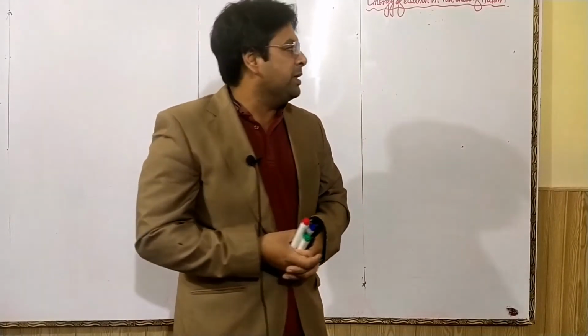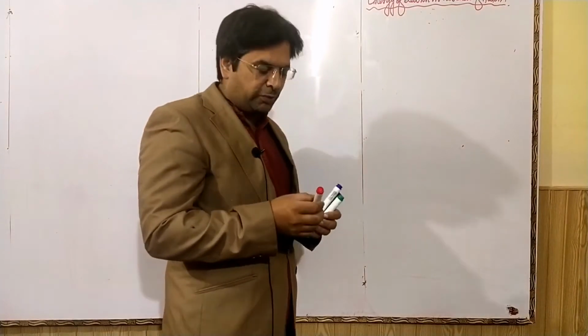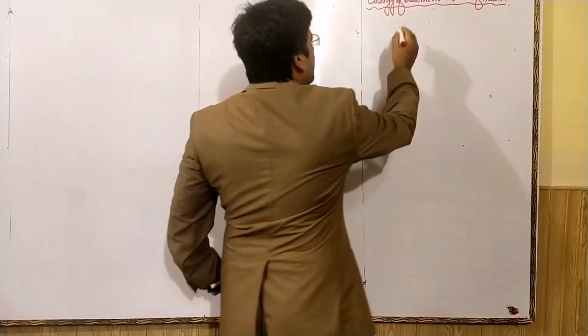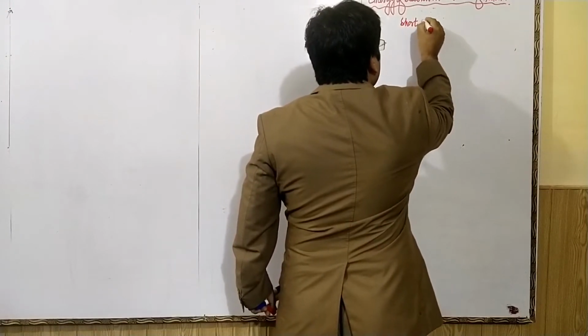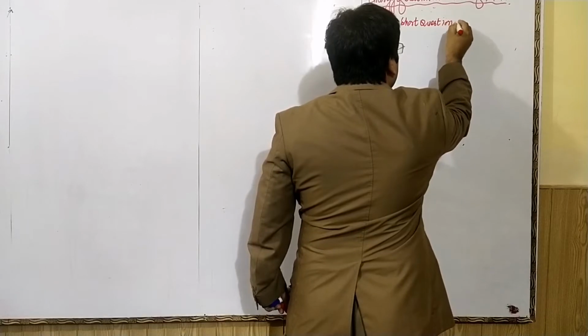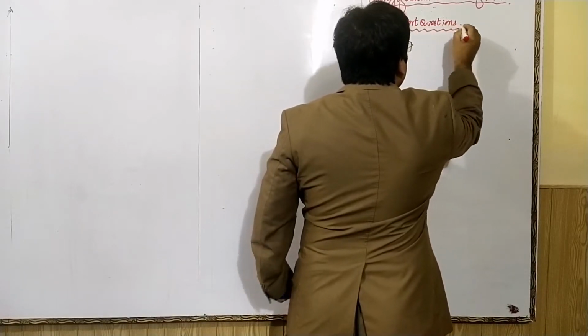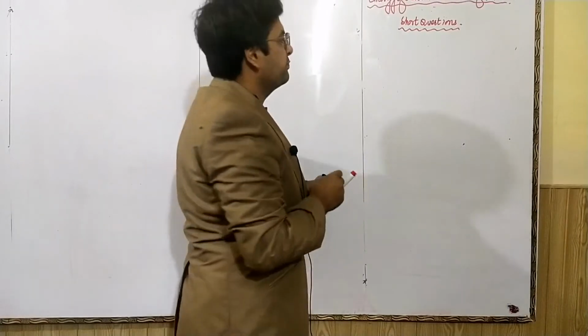Coming towards our article today, the article is the remaining part of energy of revolving electron. We are going to study some short questions relating to the energy of revolving electron in nth shell of hydrogen atom.